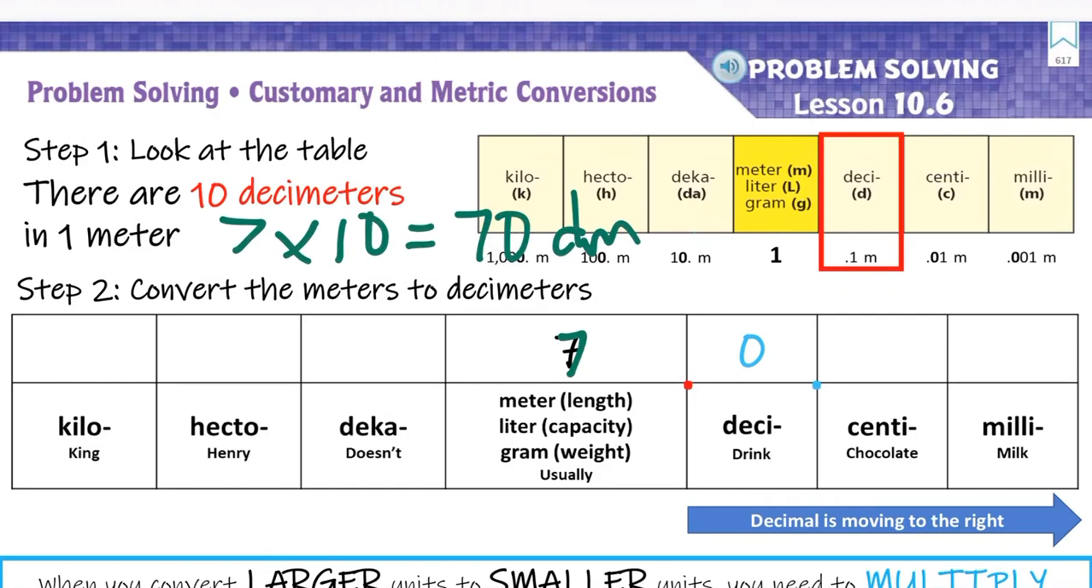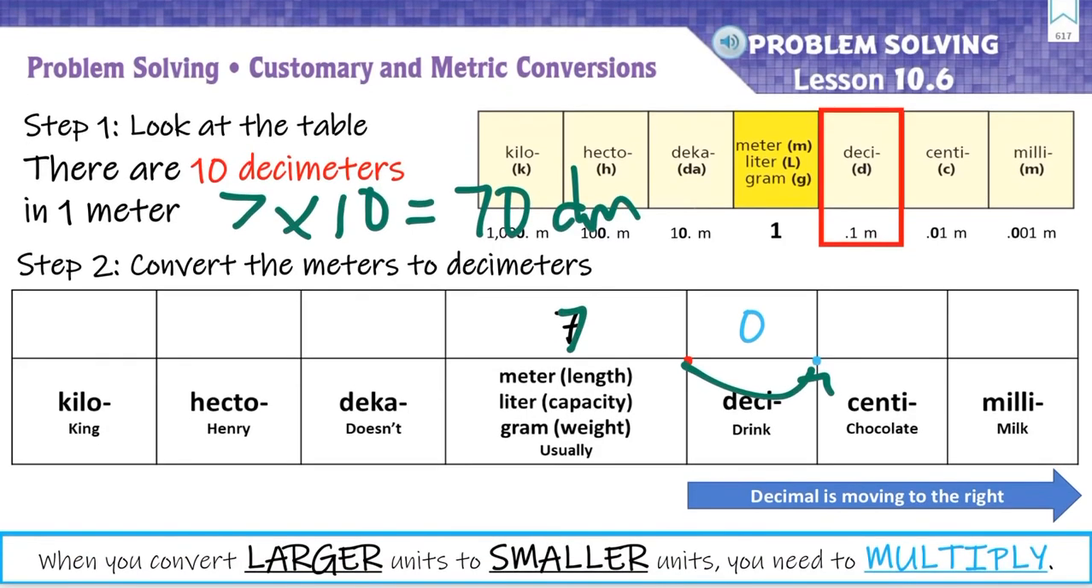But you can also go 7 meters right here, move the decimal place to the right, to get 70 decimeters. You can also do that. Both will work. It's all good. You need to remember larger to smaller, multiplying. 7 meters times 10 decimeters equals 70 decimeters. If you have any questions about that, let me know.